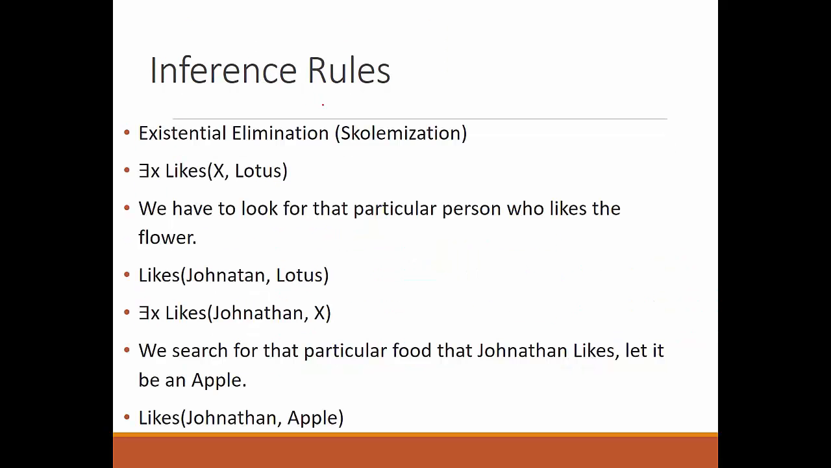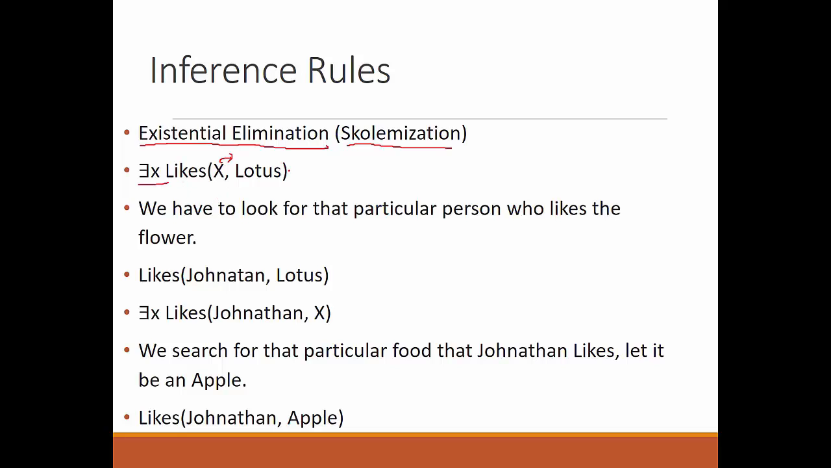So what we saw in the previous example was that we eliminated the universal quantifier. Now let's talk about another inference rule, which is existential elimination. It's also called Skolemization. As the name suggests, we are going to eliminate the existential quantifier. In the previous example of the universal quantifier, any person could be replaced for x, which eliminated the universal quantifier.